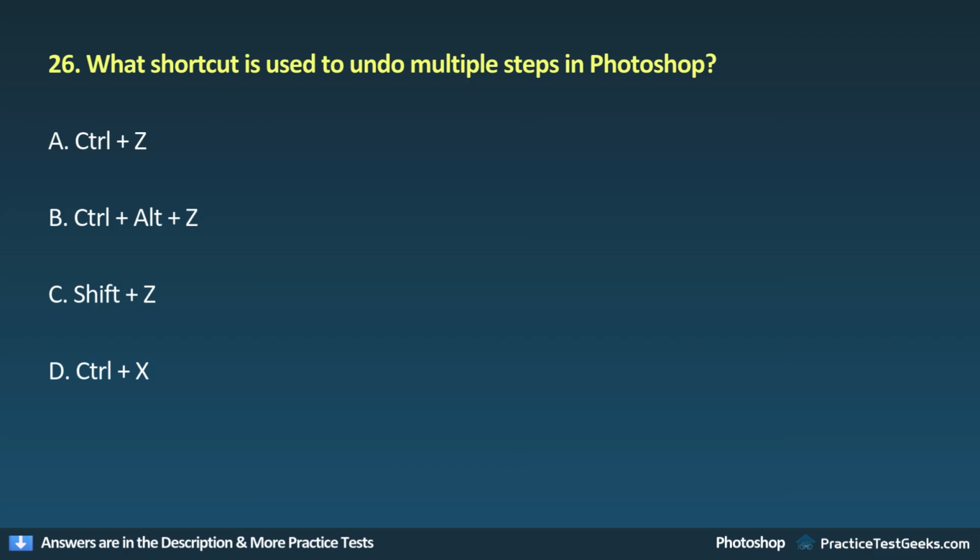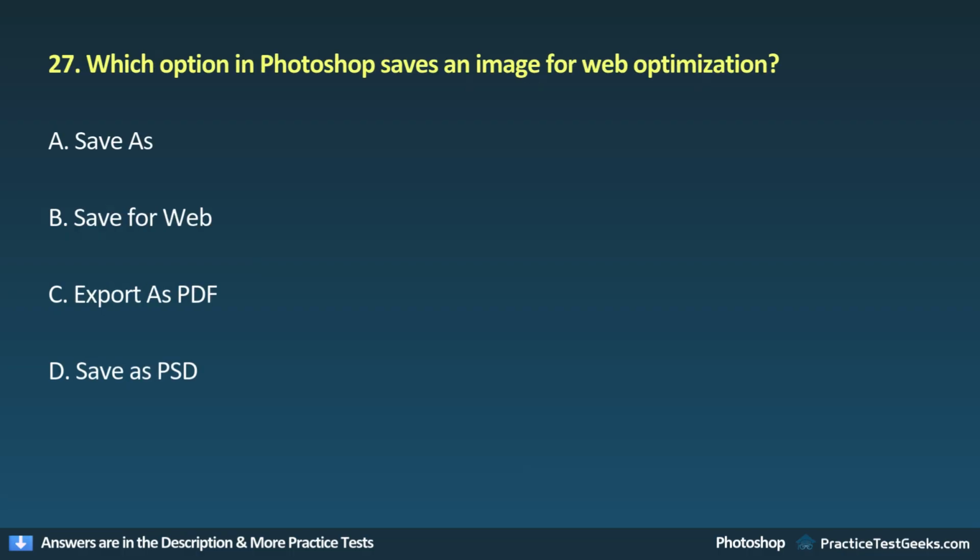26. What shortcut is used to undo multiple steps in Photoshop? A. Ctrl+Z. B. Ctrl-Alt-Z. C. Shift-Z. D. Ctrl-XX. 27. Which option in Photoshop saves an image for web optimization? A. Save as. B. Save for web. C. Export as PDF. D. Save as PSD.